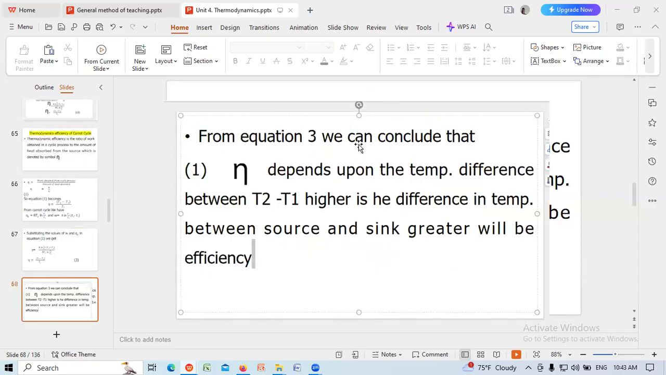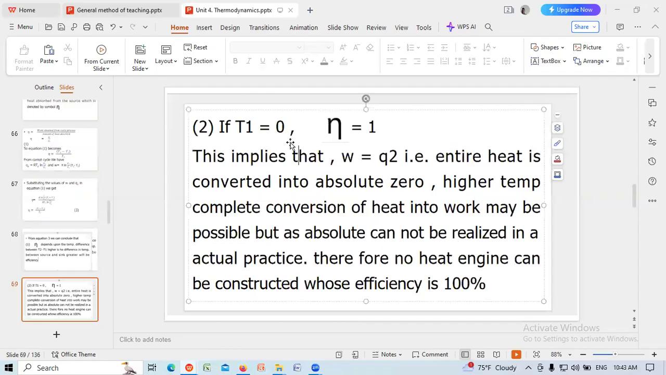From equation 3, we can conclude that eta depends upon the temperature difference between T2 and T1. The higher the difference in temperature between source and sink, the greater will be the efficiency. If T1 equals 0, eta equals 1, which implies that W equals Q2, that is, the entire heat is converted into work at absolute zero. At higher temperature, complete conversion of heat into work may be possible, but absolute zero cannot be realized in actual practice. Therefore, no heat engine can be constructed whose efficiency is 100%.